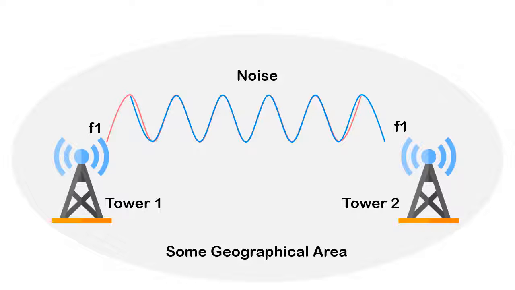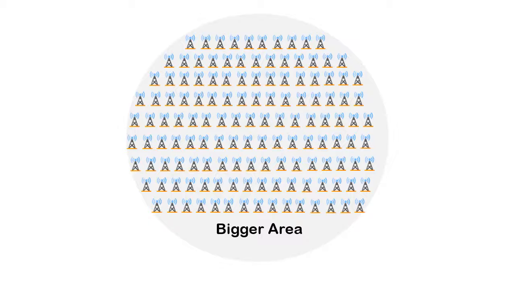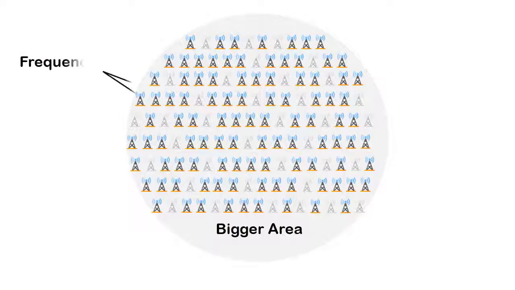So we need to make sure that if there are two towers nearby, they communicate on different frequencies. If tower 1 is using frequency F1, tower 2 should use something like F2, which doesn't have to be higher or lower in particular, it just has to be different from F1. Now if we take this same problem on a larger scale in a bigger geographical area, there are chances that many towers will try to use the same frequency and end up clashing with each other.